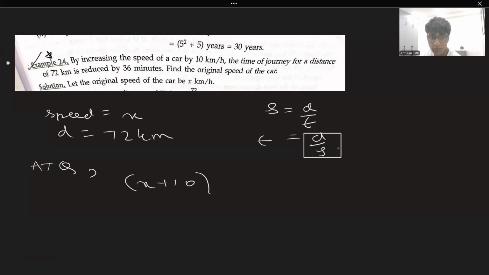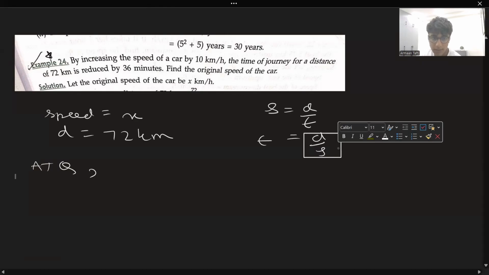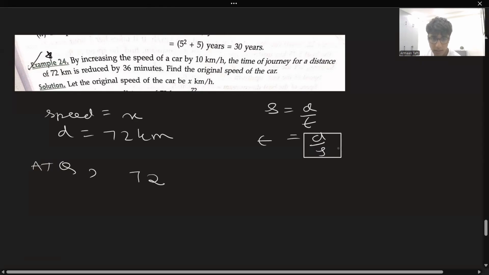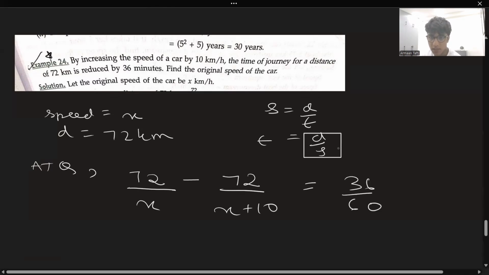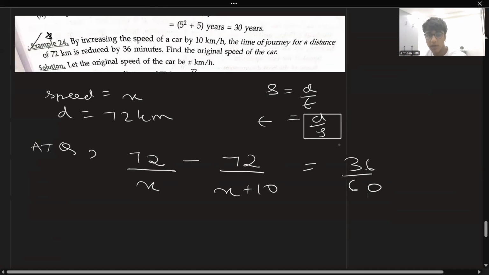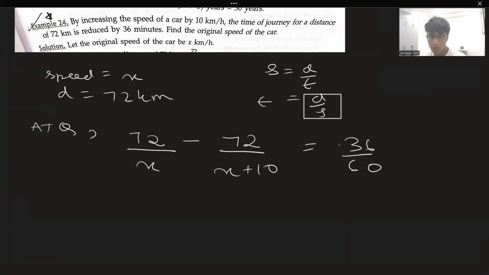So we've been told that the time is reduced by 36 minutes. The distance overall is 72 kilometers, and that remains the same. The original speed was x, and this time was 36 minutes more, so minus the time taken now, when the speed is increased by 10 kilometers per hour. The time is decreased, and this is equal to 36 by 60. Everything is in hours, so we can cross multiply and solve this.